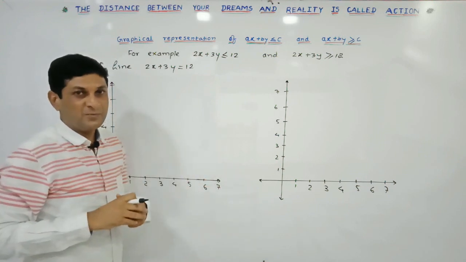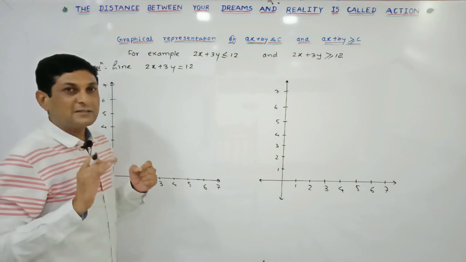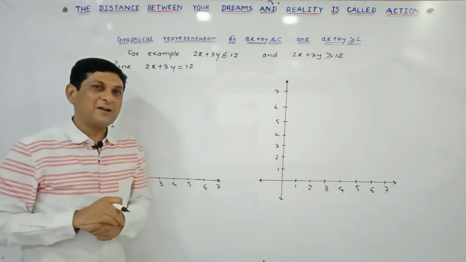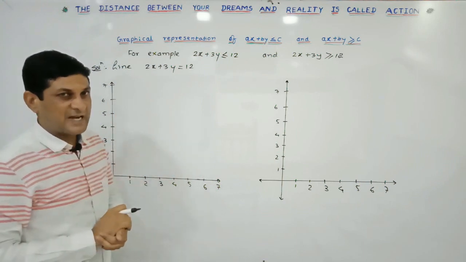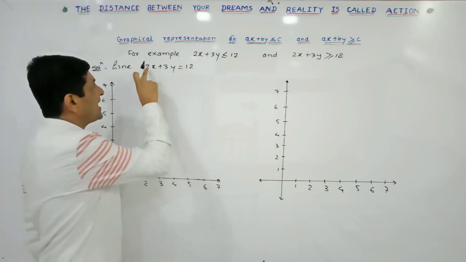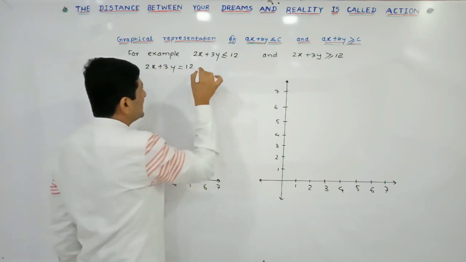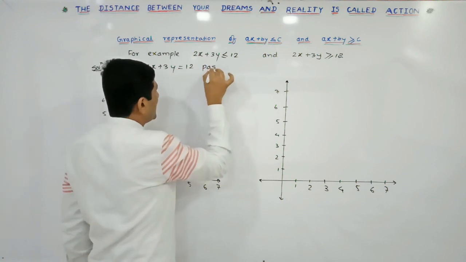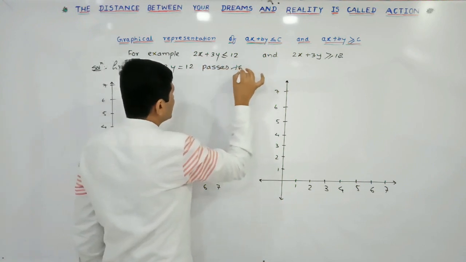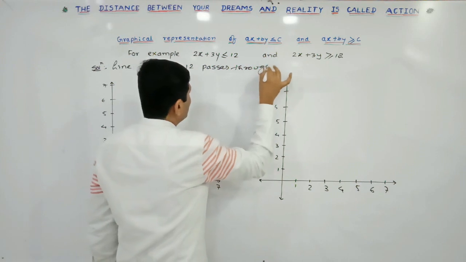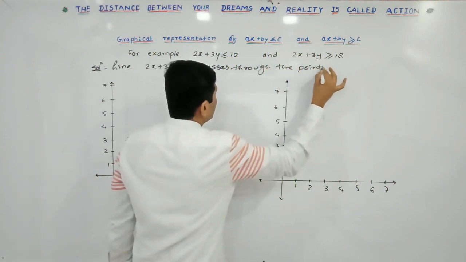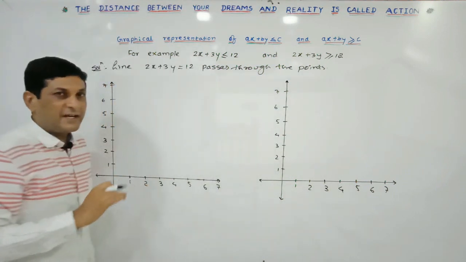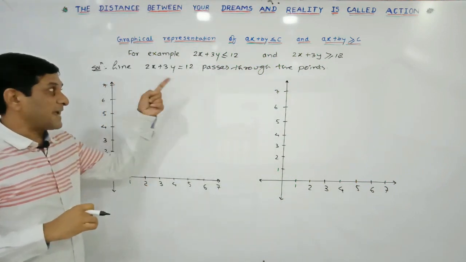Then which half plane will be the solution set, or how to find out which half plane will be the solution set, that we will discuss later on. First draw the line. So the line 2x plus 3y is equal to 12 passes through the points. So let us see how to find out the coordinates of 2 points on this line.